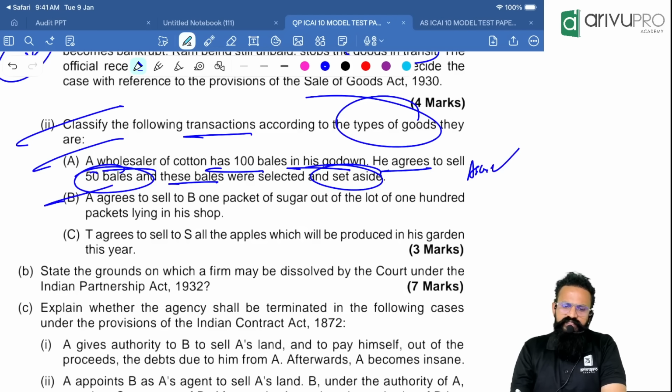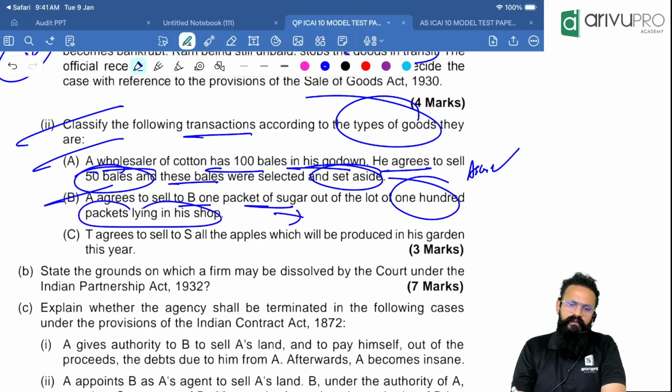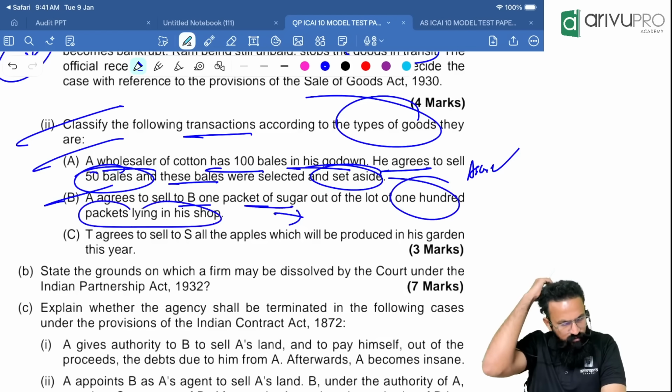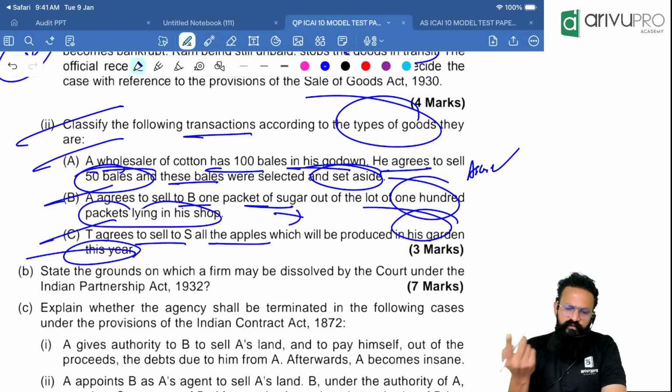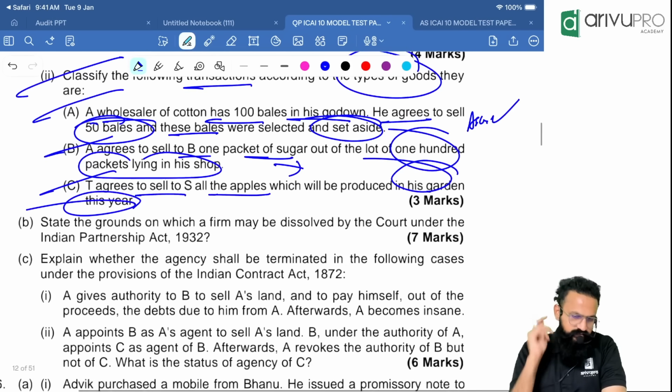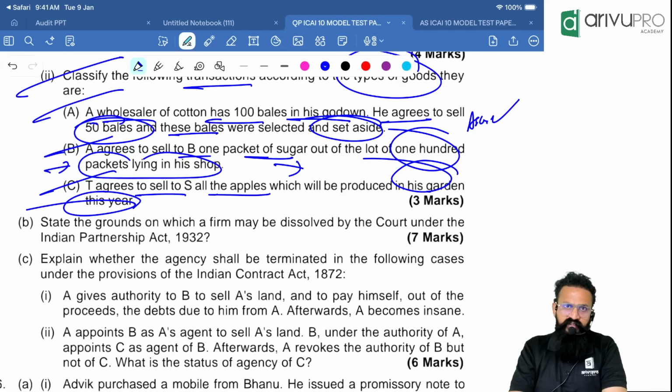A agrees to sell B 1 packet of sugar out of the lot of 100 packets lying in the shop. This will be considered as what? Ascertained goods, because it will be separated from the 100. D agrees to sell to S all the apples which will be produced in his garden this year. Future goods. The packets are unascertained. Whatever is going to be separated will be ascertained.